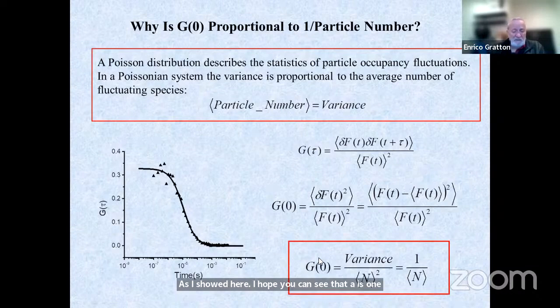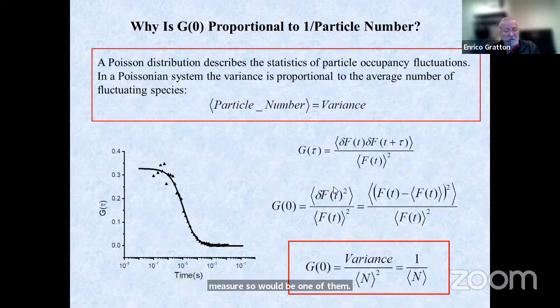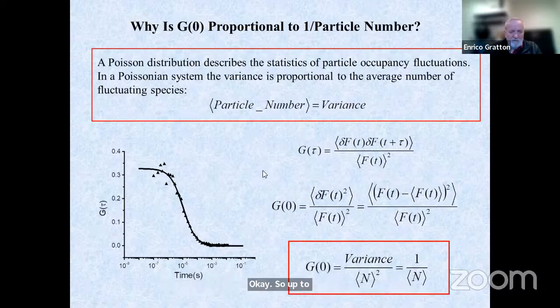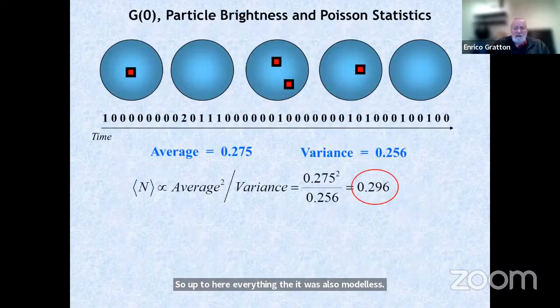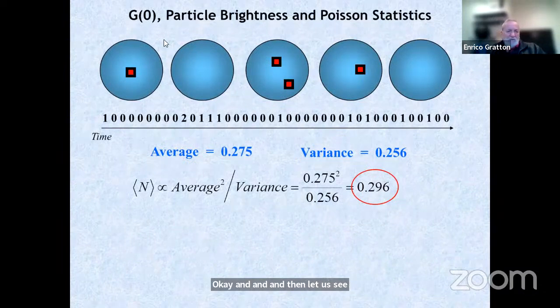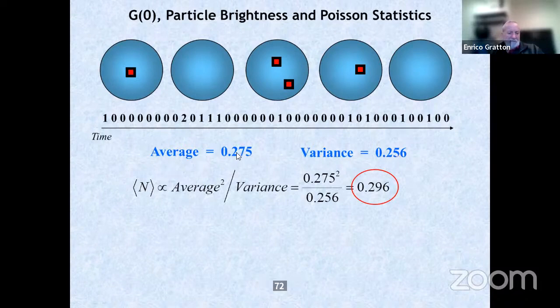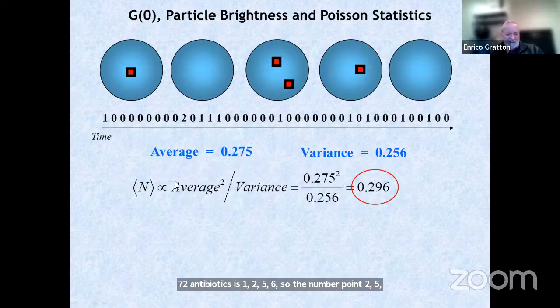So what happens is that the variance that you will measure will be 1 over N. And this is the same thing that comes directly from the autocorrelation function and has that particular problem. Okay, so up to here, everything was more or less okay. Now let us see how we can work with those numbers. For example, suppose we have very few particles. So we have 1, and then we have some 0, 0, 0, 2, for example, 2, 1, and so on. The average of this series I calculate is 0.72, and the variance is 0.256. So the average squared divided by the variance is 0.296.